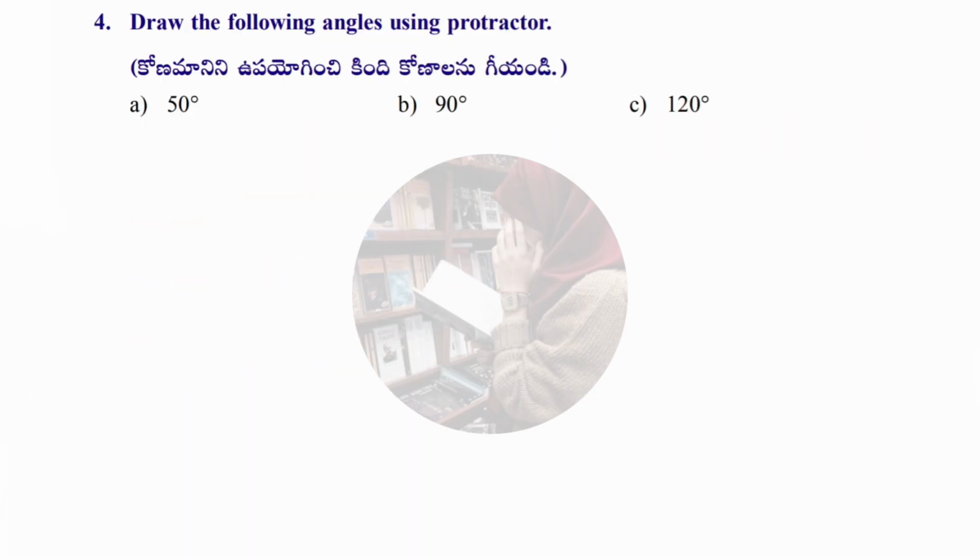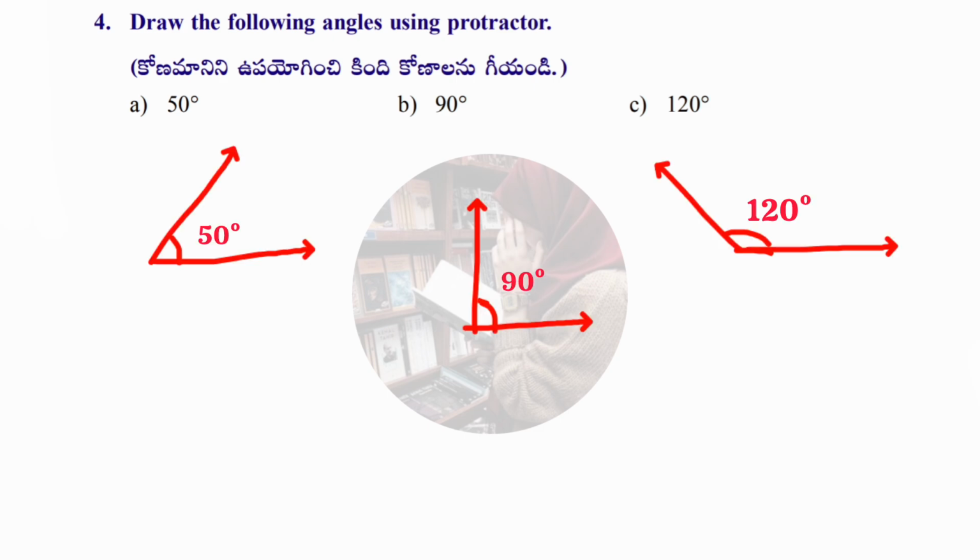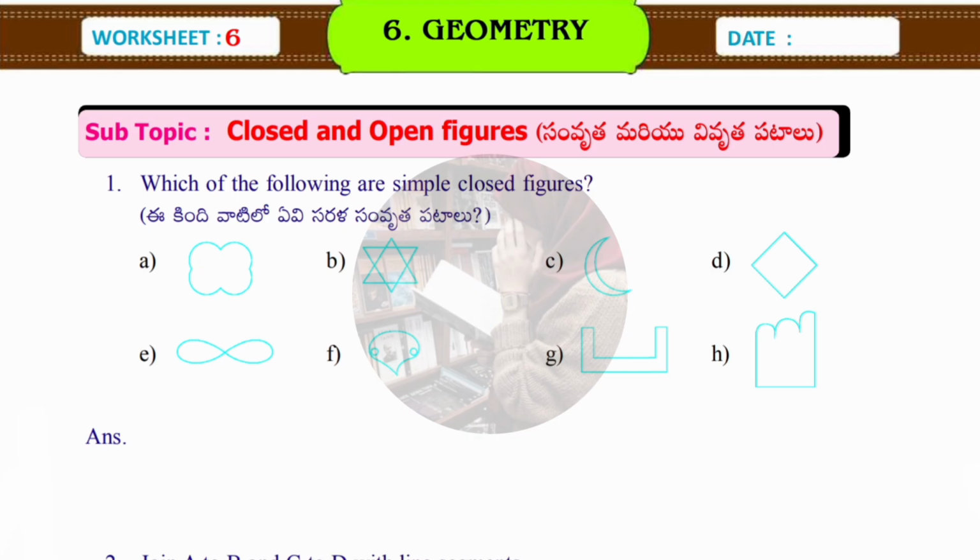Here 3 angles are given. What we have to do, we have to take out the protractor, or else we call it a compass. Okay, so by using this protractor we need to draw the given angles. Let's see this, guys. So first one is 50 degrees, so draw the picture of this 50 degree angle. Next, second picture is 90 degrees, which is a right angle, so first picture is acute angle, second picture is right angle, then 120 degrees is an obtuse angle. Draw the picture. Okay, guys, now we'll move to the next worksheet, that is worksheet number 6.